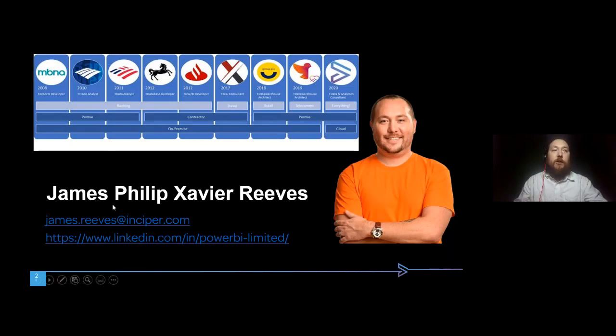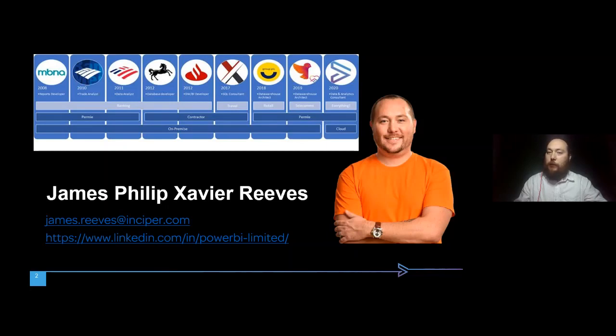If anyone wants to get in contact after this, that's my email address, james.reeves@incypher.com, and LinkedIn there. As you can see, when I was a contractor back in 2011, I think I set this up. I thought Power BI was going to explode, so I got this before anyone else did. LinkedIn, Power BI Limited, and that was the name of my company. So I've been invested in Power BI for quite a while now. Started off with VBA in Excel, and just onwards, learning more all the time.